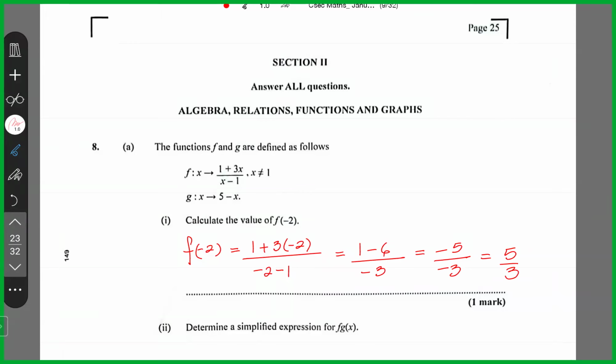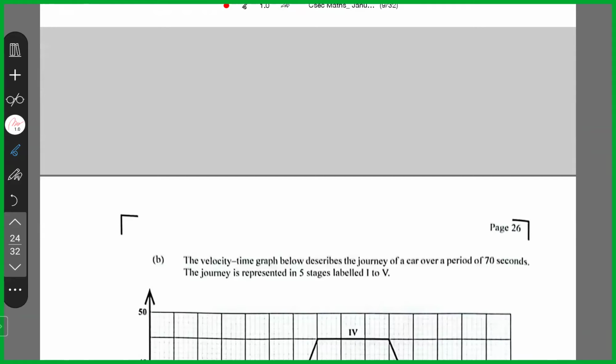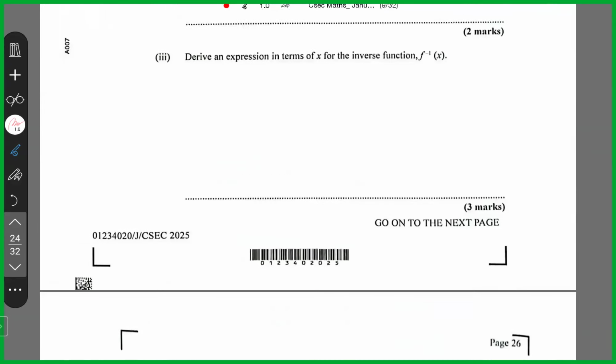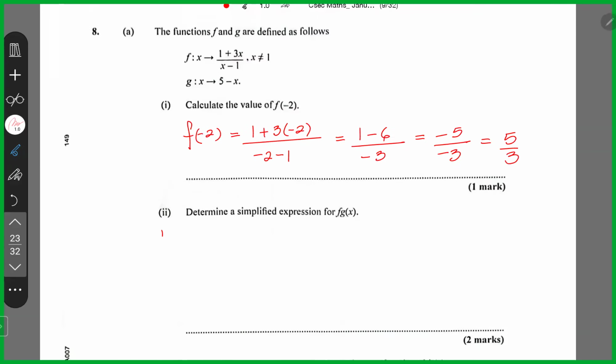Determine a simplified expression for f of g of x. Now, f of g of x is a composite function. Literally, we're going to put g in f. How are we going to do that? We're going to write f, and in f, wherever we see x, we're going to put g, which is 5 minus x.